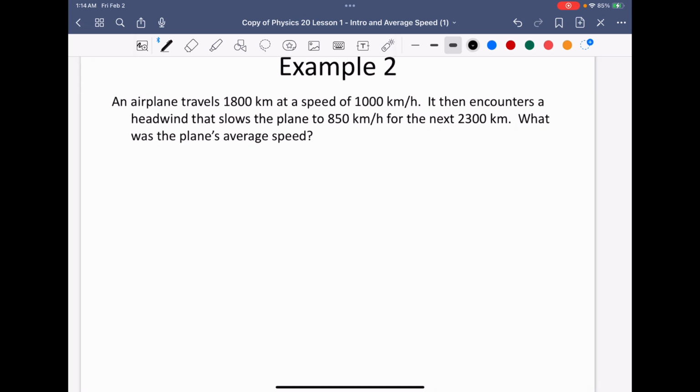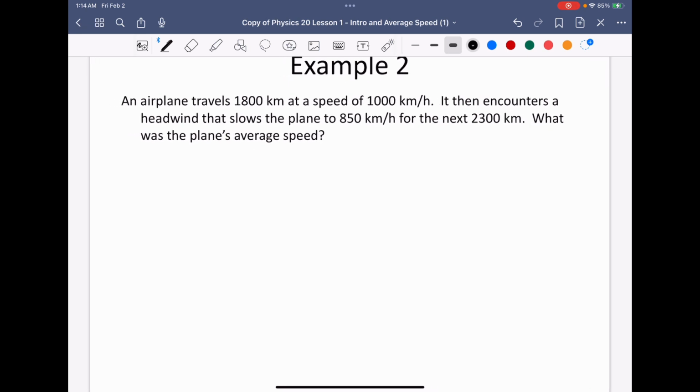All right, example 2, we have a bit more of an applied one here. This example revolves around 2 scenarios, or 2 parts. An airplane is traveling 1,800 kilometers at a speed of 1,000 kilometers per hour. So right away, I would say this is my distance 1, this is my speed 1. It then encounters a headwind, which slows the plane. So there's a new speed here, V2, for the next 2,300 kilometers. That's distance 2. What was the plane's average speed?